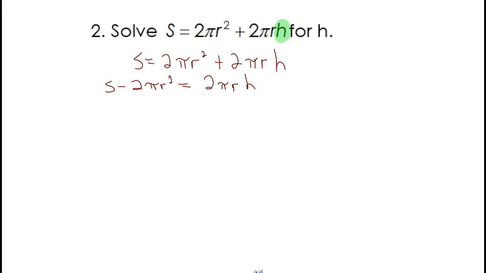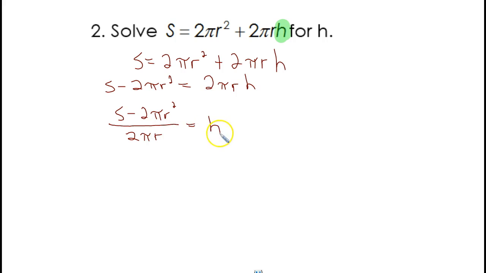Okay. Now, when you're multiplying 2 times pi times r times h, it's like I'm multiplying all of 2 pi r times h, and my goal is to get h by itself. So to undo that multiplication of all these things multiplied by h, I'm going to divide both sides of the equal sign by 2 pi r. On the left side, that'll give me s minus 2 pi r squared over 2 pi r. On the right side of the equal sign, when I divide by 2 pi r, it's going to cancel that out and leave me with just h.